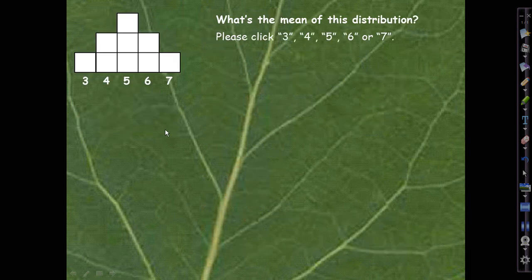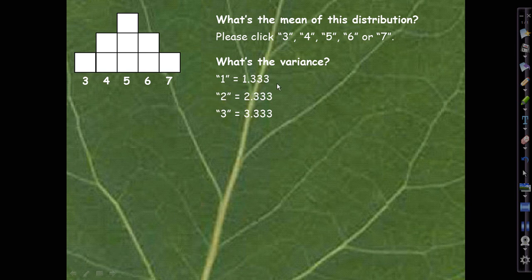So here's another distribution, similar to, but not the same as the last. This was a clicker question. What's the mean of it? We expect you can get that just by looking. It's pretty obviously 5 is the right answer. And what's the variance? The answers are 1 1/3, 2 1/3, and 3 1/3.